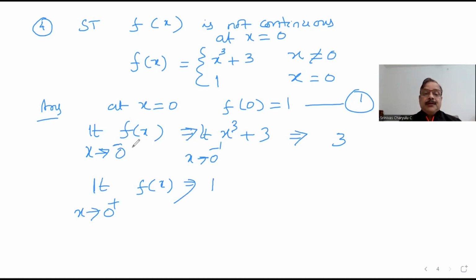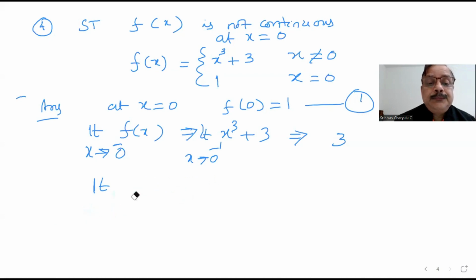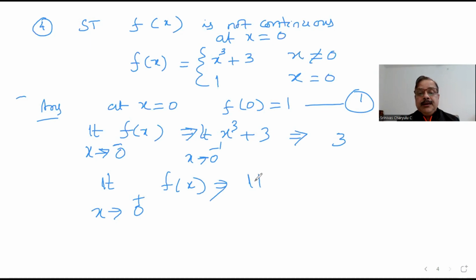Understanding, no? Here please carefully observe. 0 minus and 0 plus. That means one is below 0, another is above 0. Above 0 means I should take the x not equal to 0 equation, that is x cube plus 3. Sorry, not equal to 0 means any value, this equation only. 0 means only 1. That is the only one. For example, see here. I will rewrite this again and tell you. Suppose you take limit x tends to 0 plus f of x is equal to limit x tends to 0 plus x cube plus 3. So this will become again 3 only.